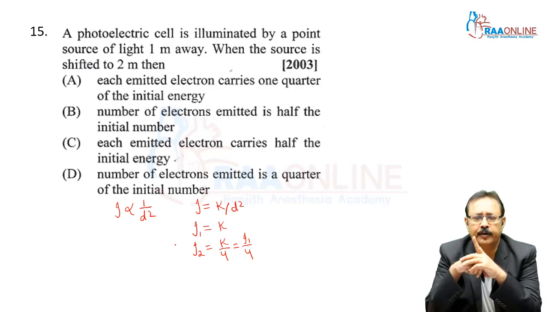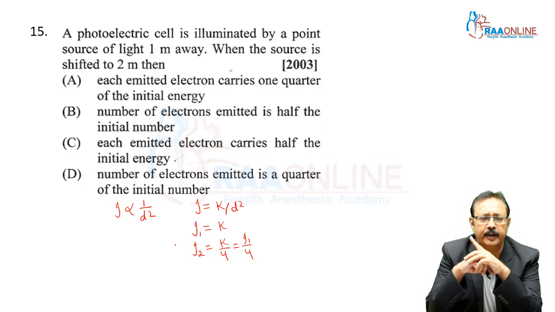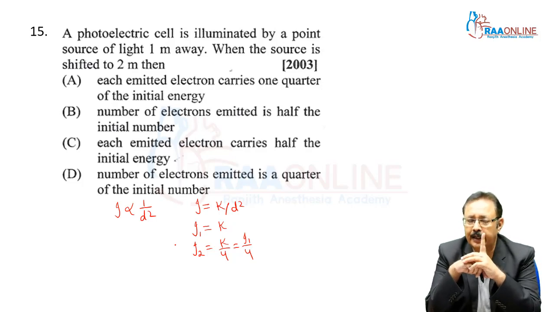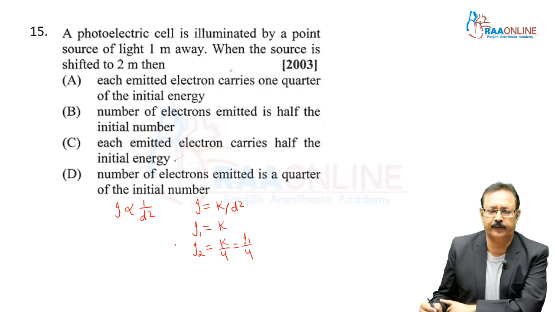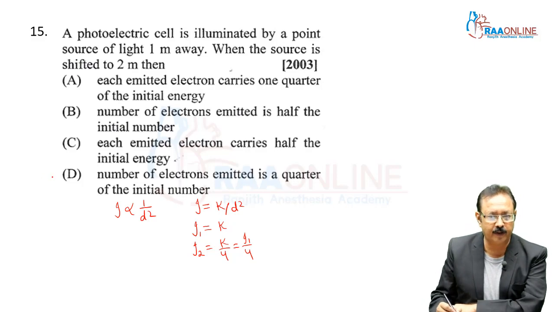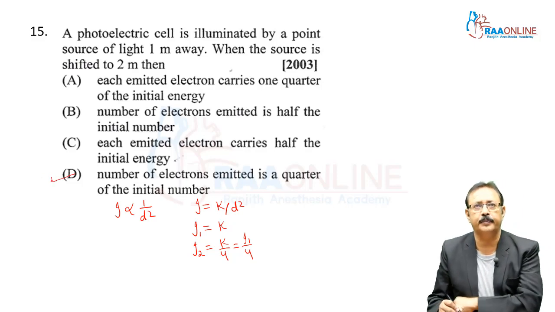Each emitted electron carries 1/4 of the initial energy? No, energy is based only on frequency. Number of electrons emitted is half the initial number? No. Each emitted electron carries half the initial energy? No. Number of electrons emitted is a quarter of the initial number? Yes, 1/4 means quarter. So we are going with option D.